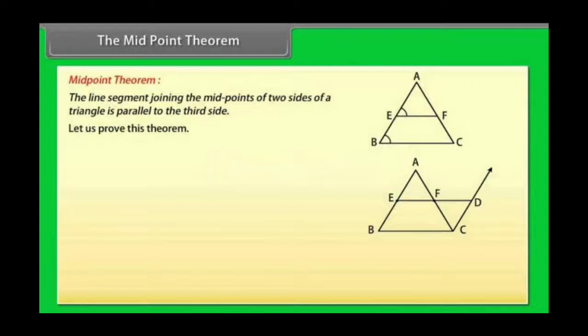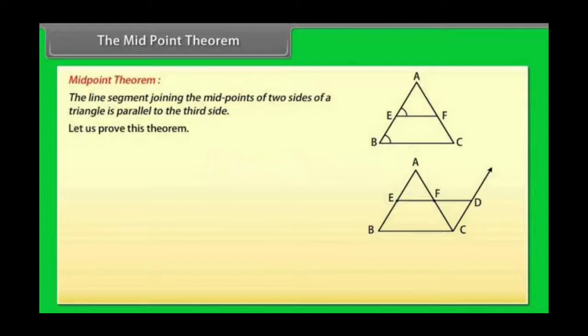Consider the triangle ABC. In ABC, E is the midpoint of AB and F is the midpoint of AC. We've already considered two sides AB and AC and its midpoints. Then which one is the third side? AB and AC, two sides we considered, and the third side is BC.